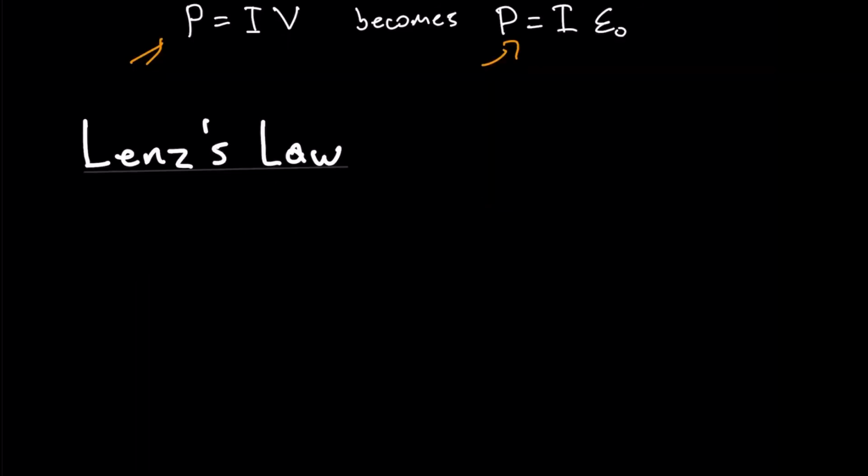Now we're not going to cover Lenz's law in detail, but you should know that if the magnetic flux is increasing, the current must flow in a manner so that its magnetic field counters the increase.